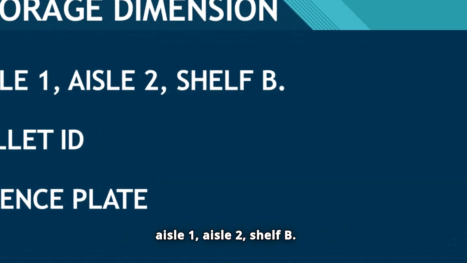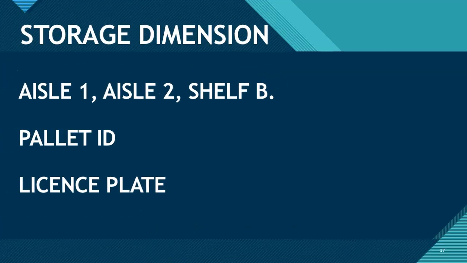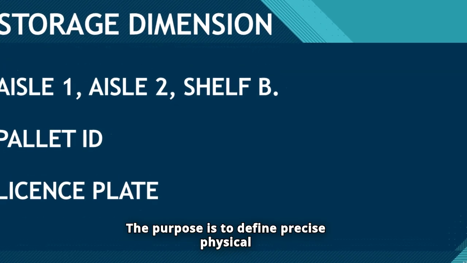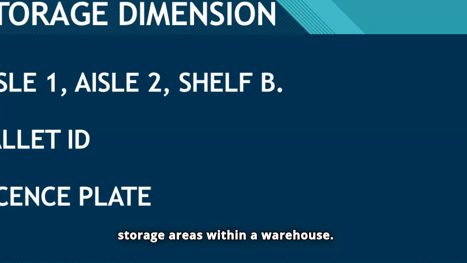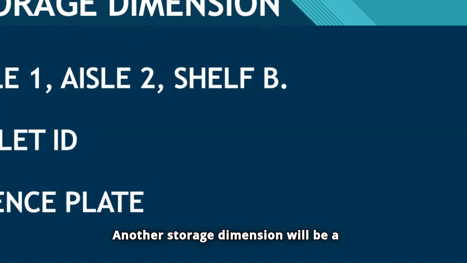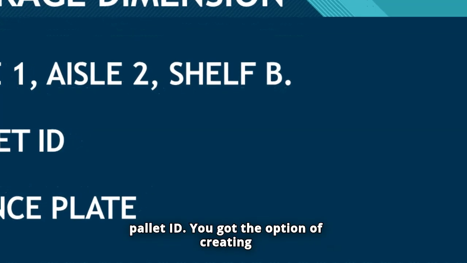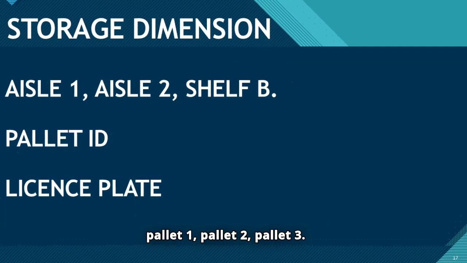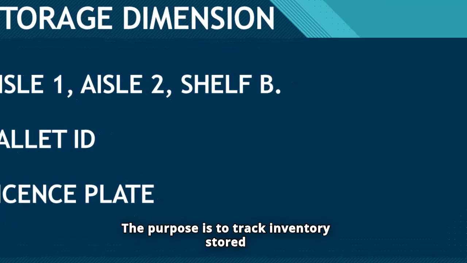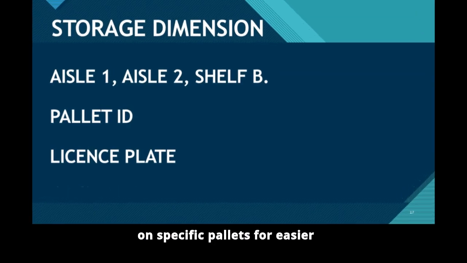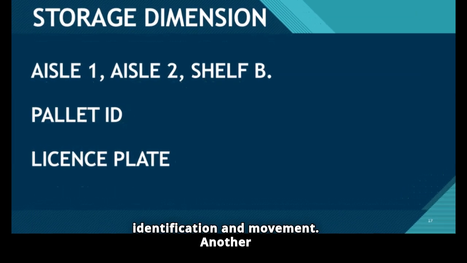Examples are Aisle 1, Aisle 2, Shelf B. The purpose is to define precise physical storage areas within a warehouse. Another storage dimension will be a pallet ID. You have the option of creating pallet 1, pallet 2, pallet 3. The purpose is to track inventory stored on specific pallets for easier identification and movement.